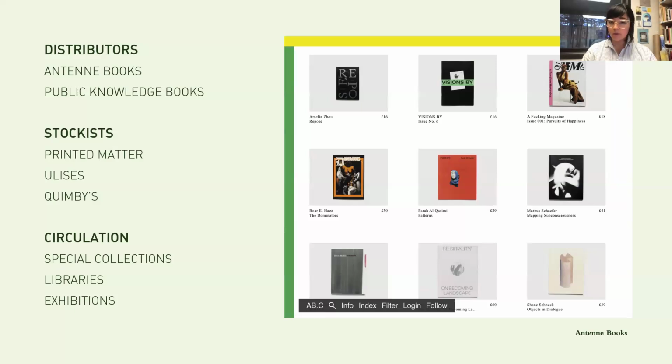Stockists are places like bookshops who purchase or consign books to sell in their bookstores. So Print and Matter was one of the last examples. Ulysses, we heard from G.